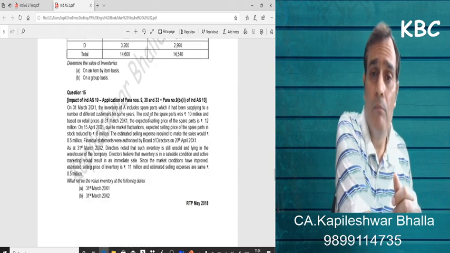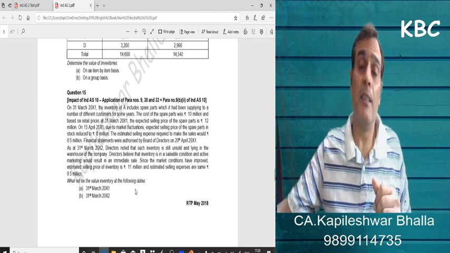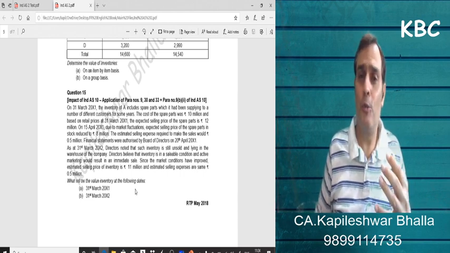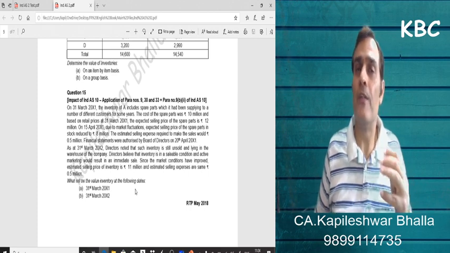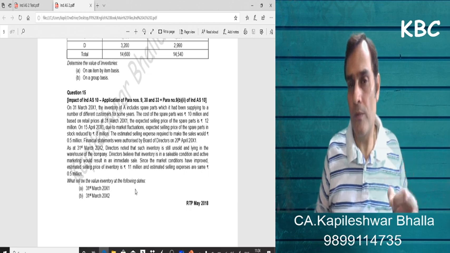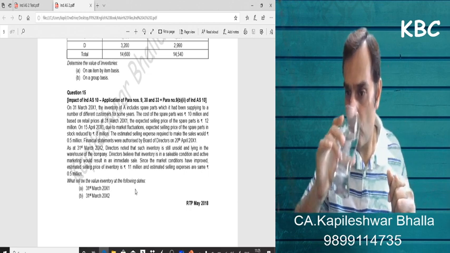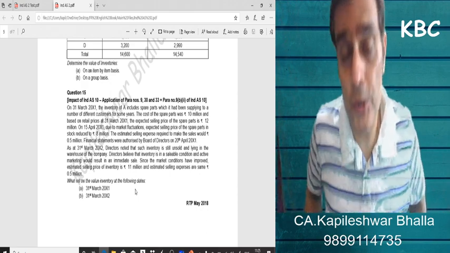Now let's come to the most interesting question, which came in RTPs in May 2018. I find this a very interesting and good question, conceptually based on the concept of measurement, the reversal of the write down. I think it's one of the best questions in terms of Ind AS 2. Let's read this question and I'm going to solve it with you.